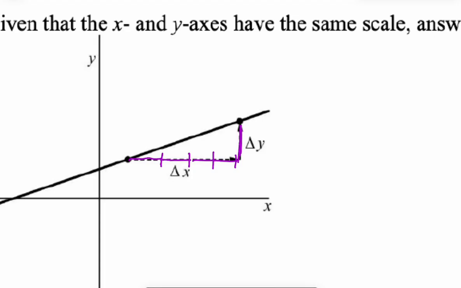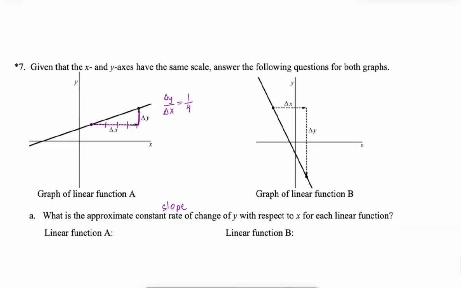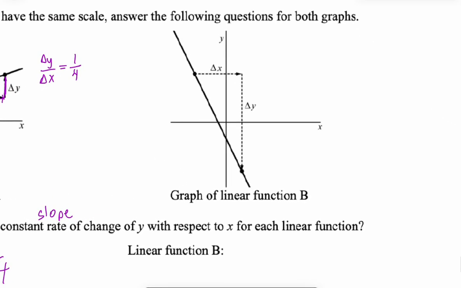So wouldn't you agree that whatever those numbers happen to be, our delta y over delta x would be 1 unit over 4 units? And it's positive because this is going in the positive direction, and so is that, okay? So if they don't give you the units, that's what you would say. So that one's 1/4, okay? Let's do the same thing with this one.